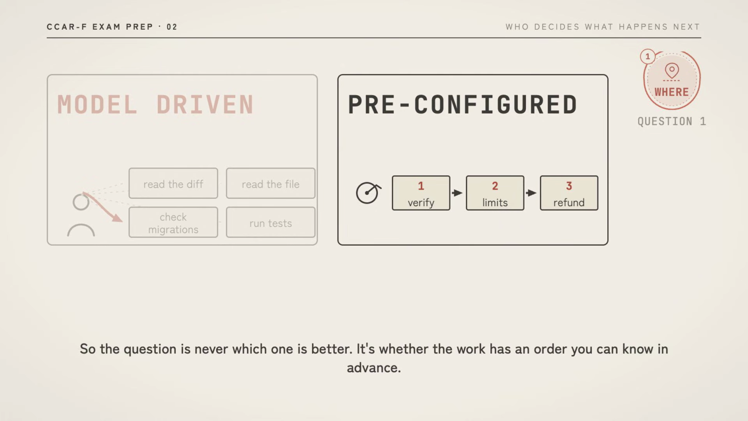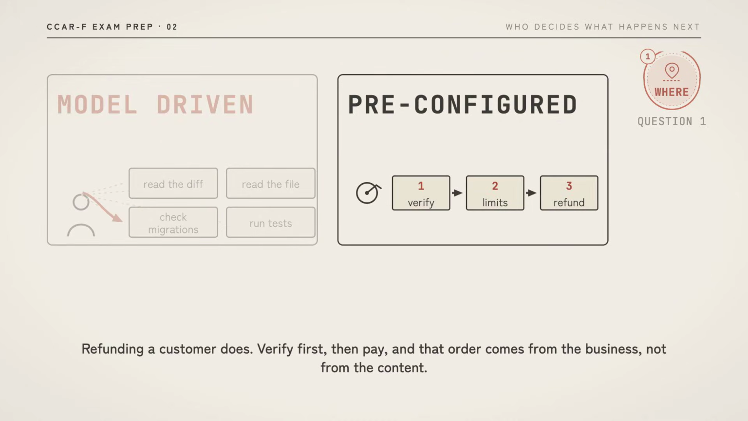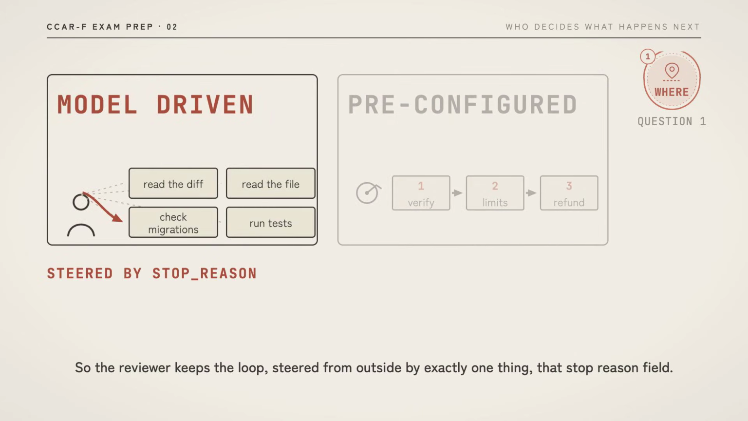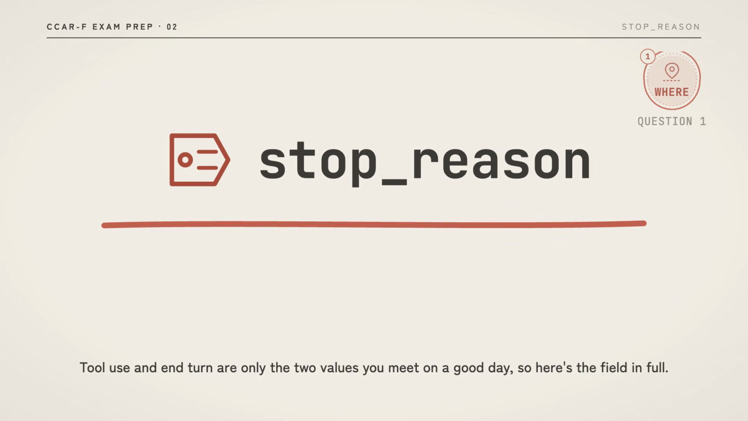So the question is never which one is better, it's whether the work has an order you can know in advance. Reviewing a diff, you can't know before you open it whether this one needs a migration check or a test check. Refunding a customer does. Verify first, then pay, and that order comes from the business, not from the content. So the reviewer keeps the loop steered from outside by exactly one thing, that stop reason field. Tool use and end turn are only the 2 values you meet on a good day.